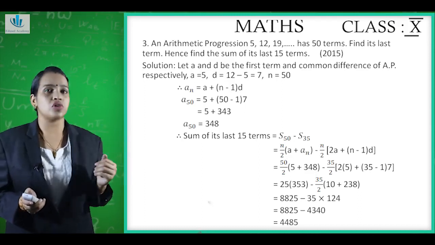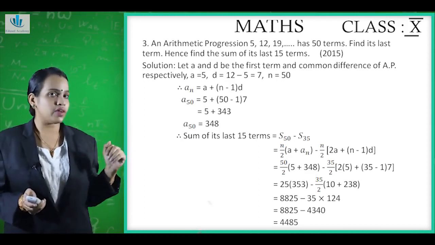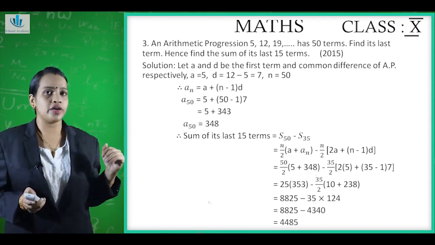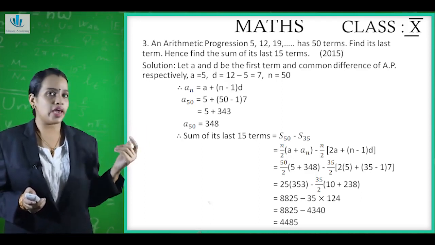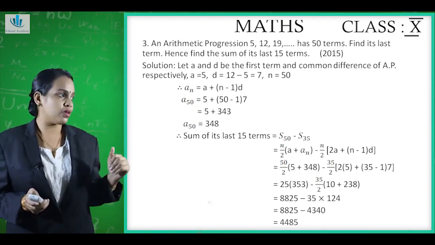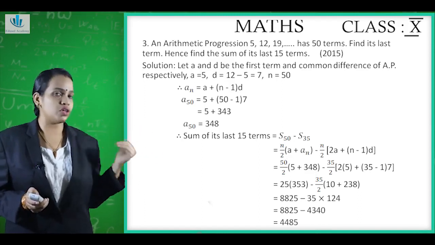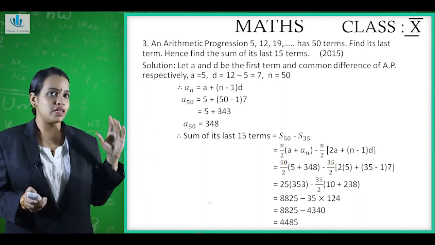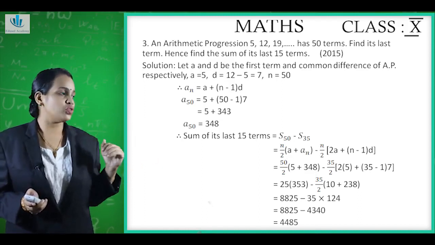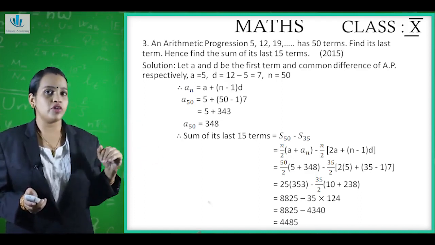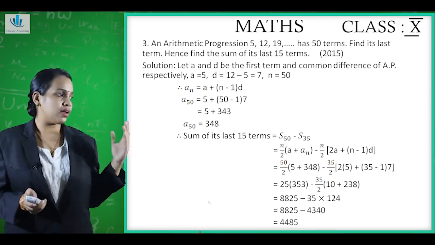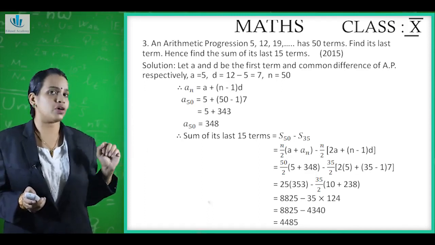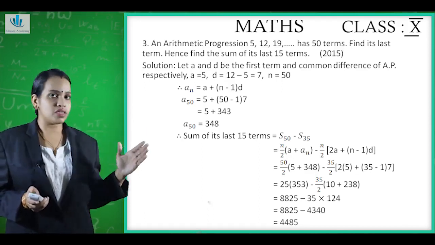Now we will see how to solve it. A is the first term, D is the common difference, and we know the values. A is equal to 5, common difference 12 minus 5 is equal to 7, and N, that is total how many terms are there? 50, so N is equal to 50. Now we will put the formula for finding the terms. It is An is equal to A plus N minus 1 into D.